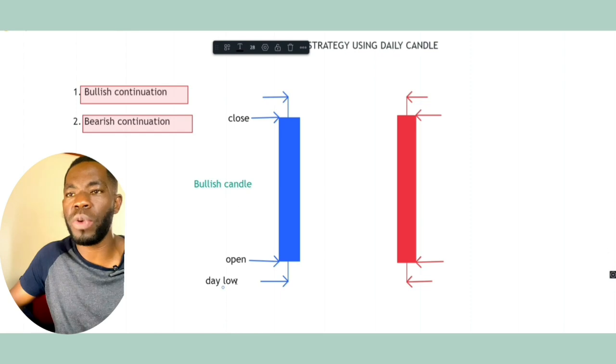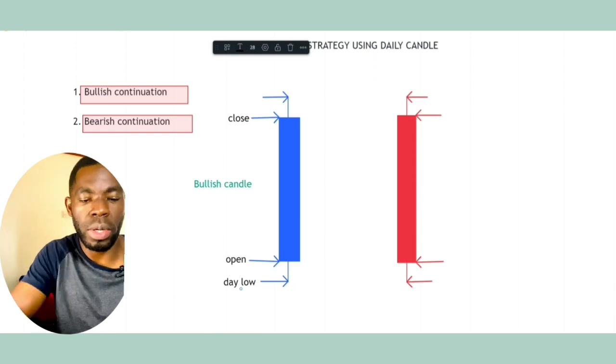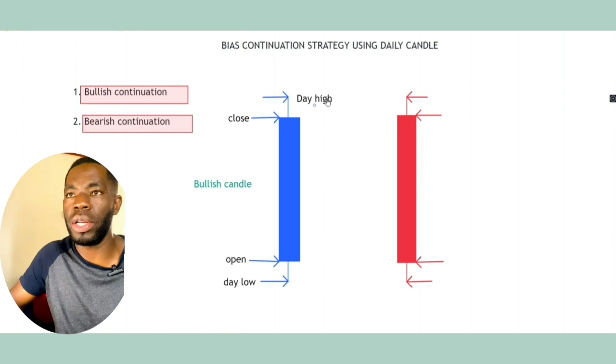That means the lowest price of the day would be here for this bullish candle, and then the day high would be up here. We would call that a day high. That would be the highest price of that day within this whole candle.